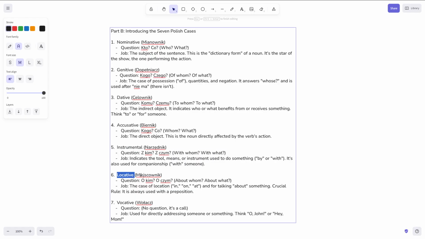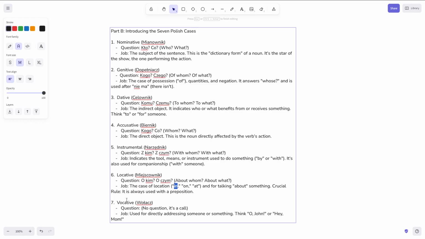Then we have locative, miejscownik, about whom or about what. The case of location and for talking about something, okay? And the rule is that it is always used with a preposition, some counterparts to English in, on, or at, okay? So about what, about whom.